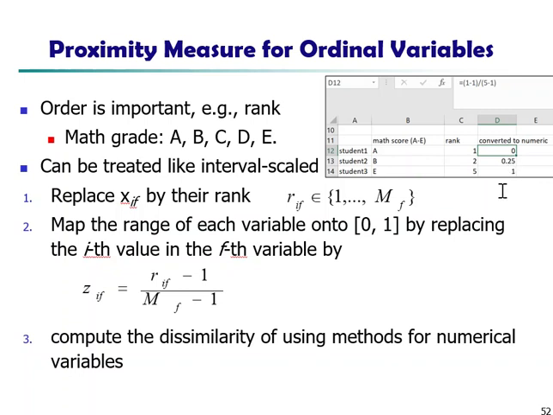If you feel it's awkward that student A has 0 and student E has 1, you only need to change your ranking scale. You put 5 up here and 1 down there, okay? So once we convert those into numerical values, we can use Euclidean distance to compute the similarity, okay?